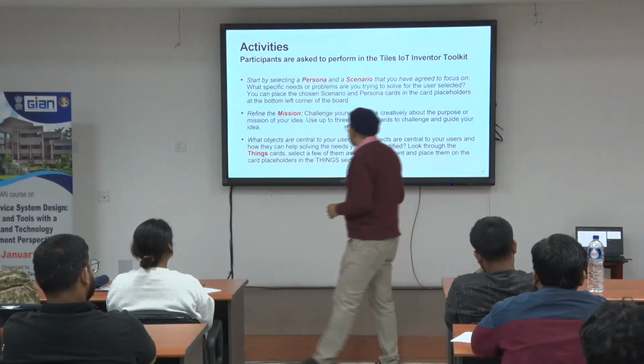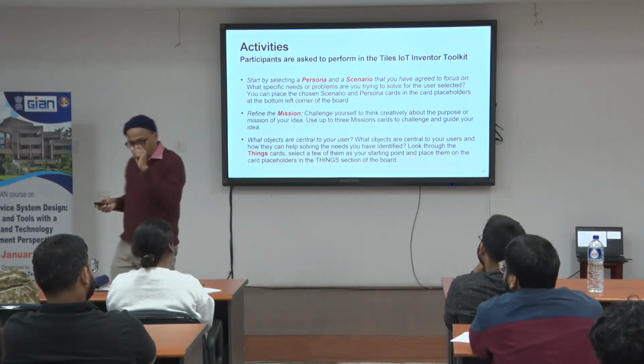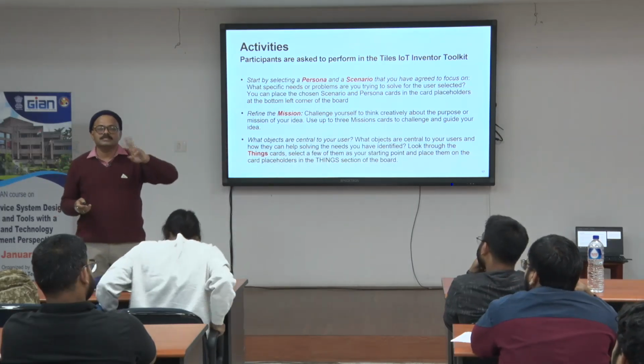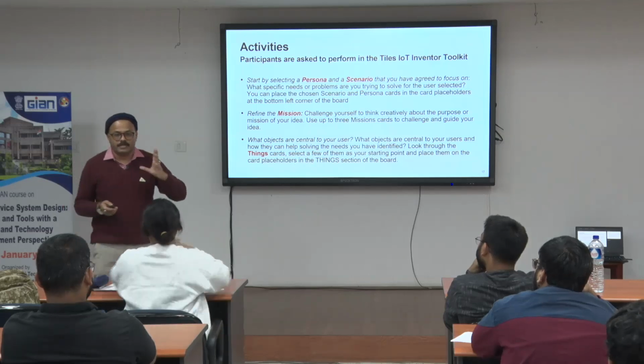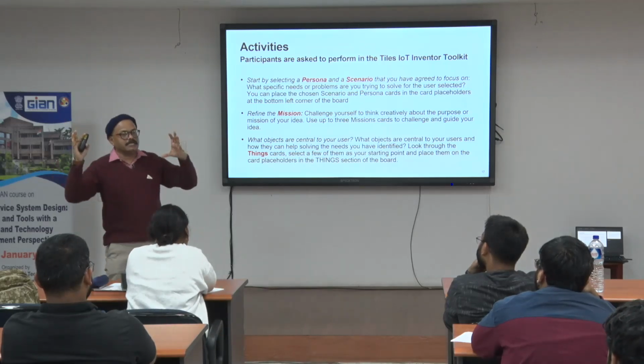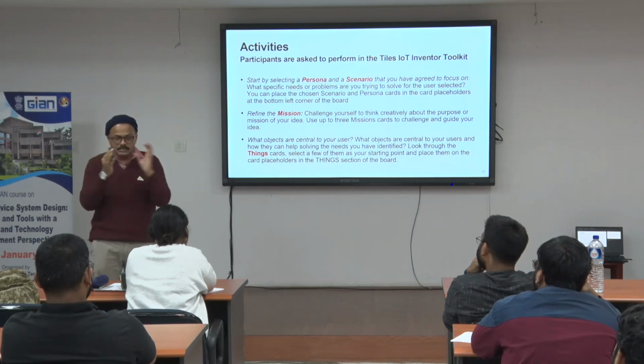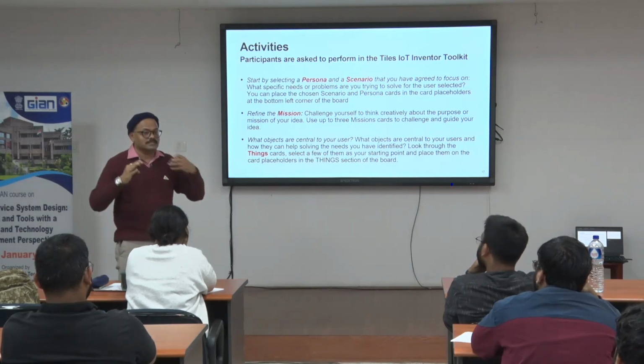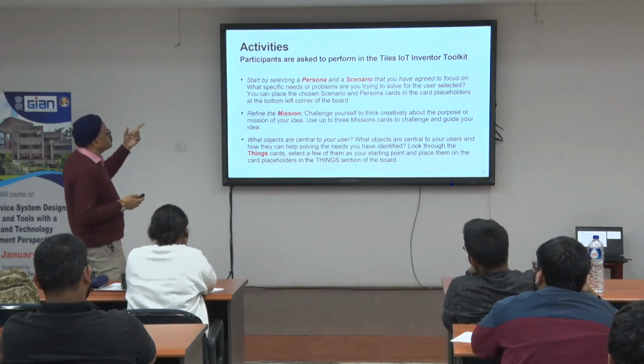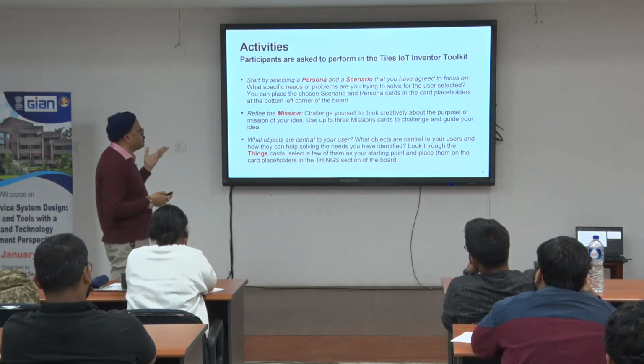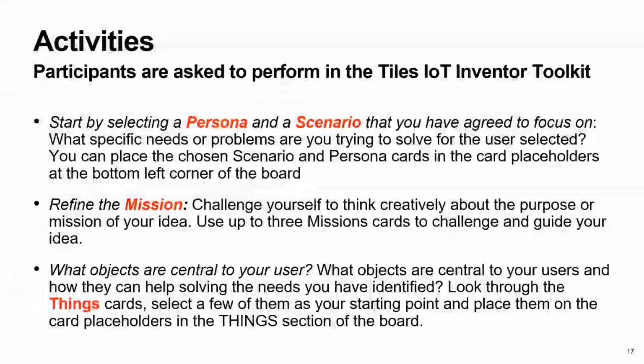Start by selecting a persona and a scenario, right? So persona and scenario will go together hand in hand. You create, okay, this is my scenario and this is my persona, or maybe these are the two personas and this is the story, this is the scenario that you have agreed to focus on. What specific needs or problems are you trying to solve for the user selected? So whatever the persona that you have selected, what are their problems that you are trying to solve? You can place the chosen scenario and persona cards in the card placeholders at the bottom left corner of the board.